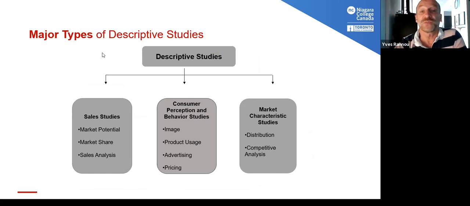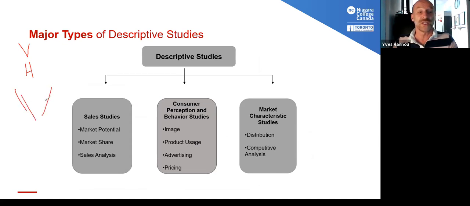When we think of descriptive studies, again, we have more data, right? We know the variables, we have hypotheses, and we are lower in our thinking, our knowledge. So we are going after specific elements. So maybe you want to do some sales studies. You want to look at a particular market potential in one area. Maybe you want to look at market shares. Maybe you want to do a sales analysis.